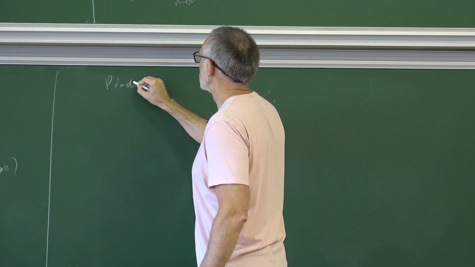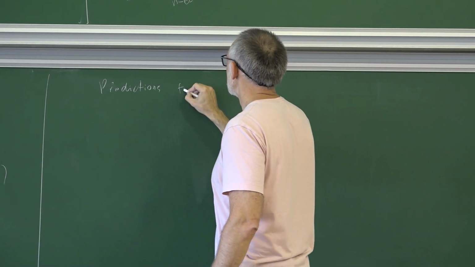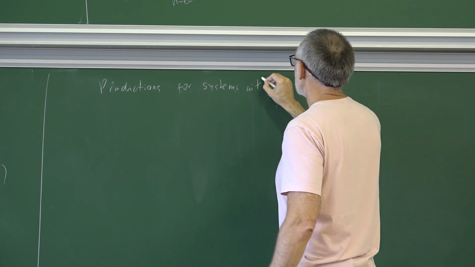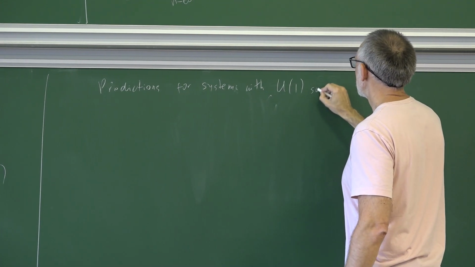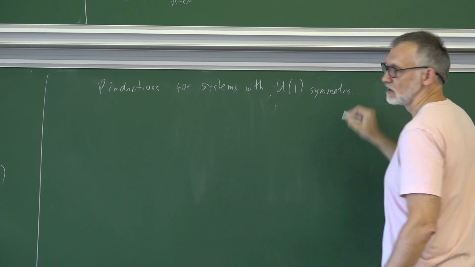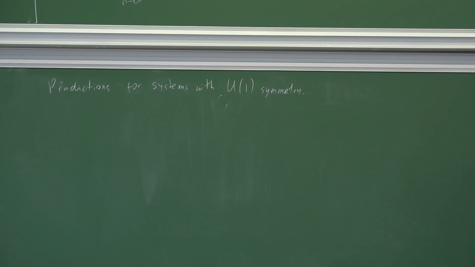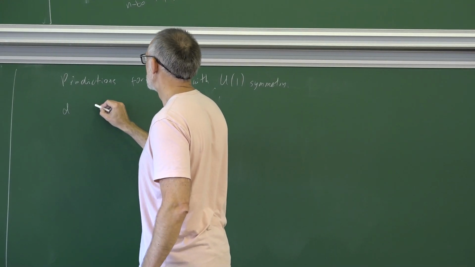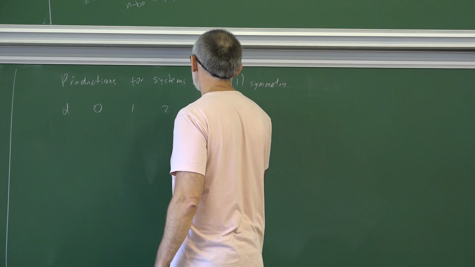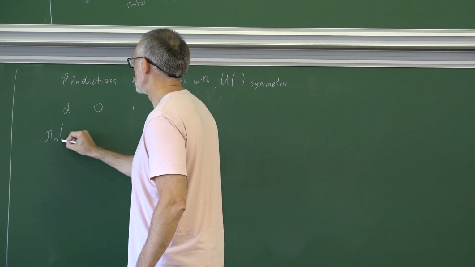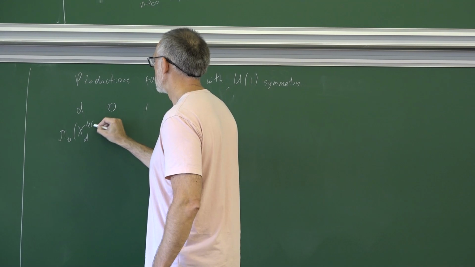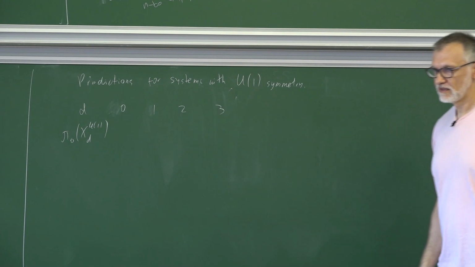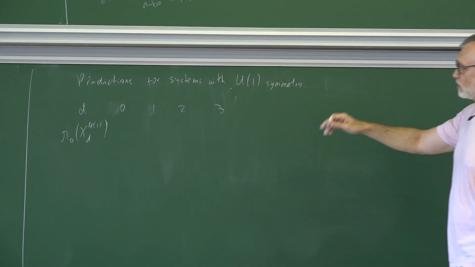Predictions for systems with U1 symmetry. That's motivated by this quantum Hall effect problem. So here I'm just going to list the pi naught of the spaces. This is what we would call symmetry protected. Yeah, right. So formally, it's actually not okay.